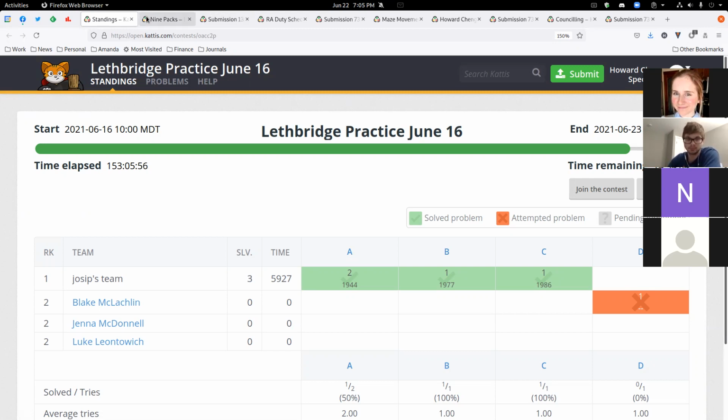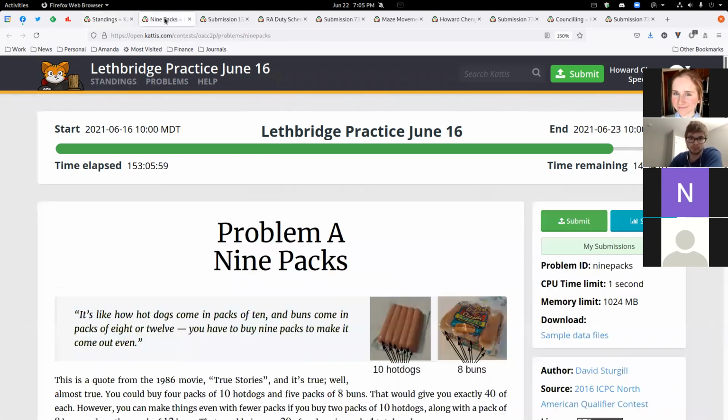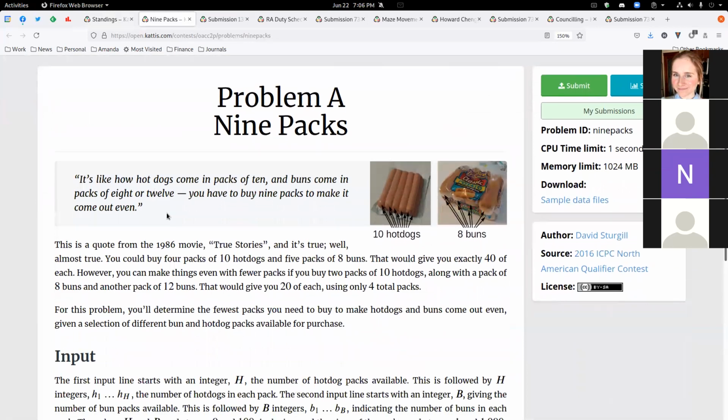So anyway, let's get started. So, 9 packs. This problem is about how you can buy hot dogs in packages of 10 and hot dog buns in packages of 8. So when you buy 1 pack of each, you get 2 extra hot dogs, and it's kind of a mess to try to figure out how many packs you need to buy of each so that you don't have any leftover buns or leftover hot dogs.